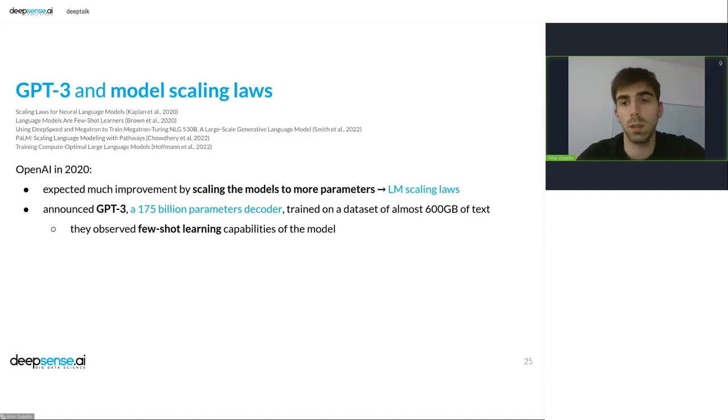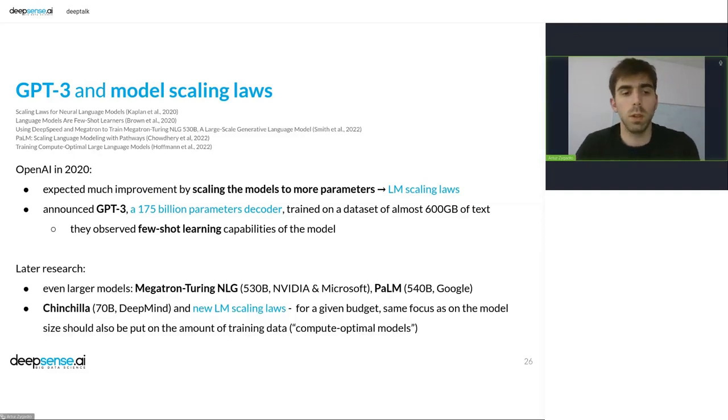So GPT-3, similarly to its previous versions, was also a text-generating model. This time trained on a data set of almost 600 gigabytes of text, much more than the previous versions. And in the paper, they described their observation that GPT-3 is able to perform few-shot learning. I will tell you about few-shot learning in the next slide. But first, let me tell you about what happened next. First, other companies started creating even larger models. First, Nvidia, together with Microsoft in a joint effort, announced Megatron Turing NLG. And then Google, about a year ago, released PaLM, or actually wrote a paper about it. Both those models are above 500 billion parameters, and none of them, unfortunately, is available for public use.